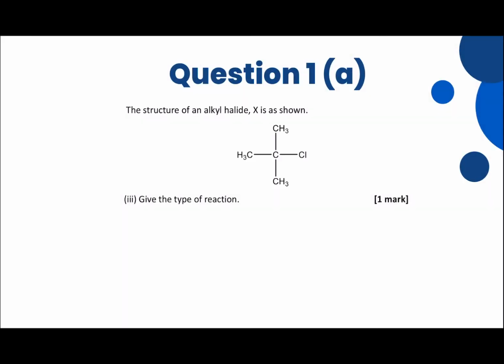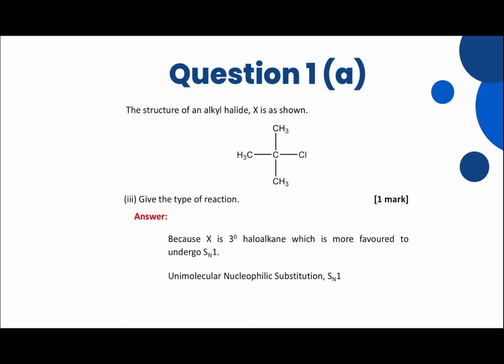Next one, we have to give the type of reaction for this alkyl halide X. As I mentioned before, this is our tertiary haloalkane. So it is more favored to undergo SN1 because it can produce more stable carbocation. So the final answer should be unimolecular nucleophilic substitution, or what we've known as SN1. Make sure N here is lower subscript.